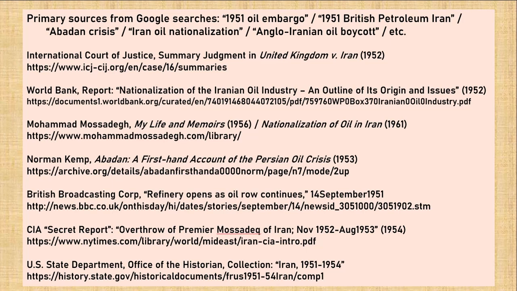This Norman Kemp first-hand account of the Persian oil crisis, I can guess by the author's name that he may be a Brit, right? And Abadan is the name of the city where the major British oil refineries are. So I'm expecting to find here an account by a British oil refinery worker about his experience during the nationalization crisis. I have a report from the British Broadcasting Corporation, which sort of tells you what the British press was telling the British public about.